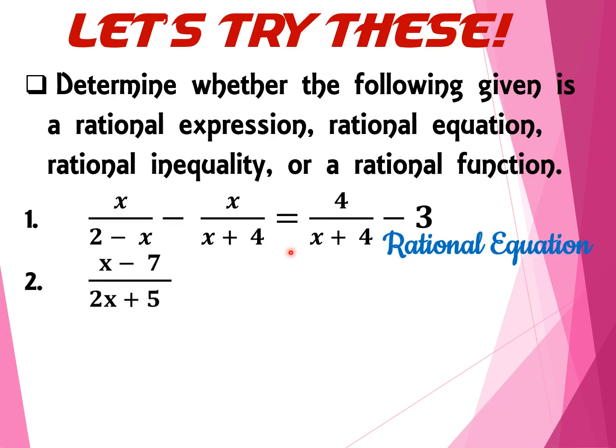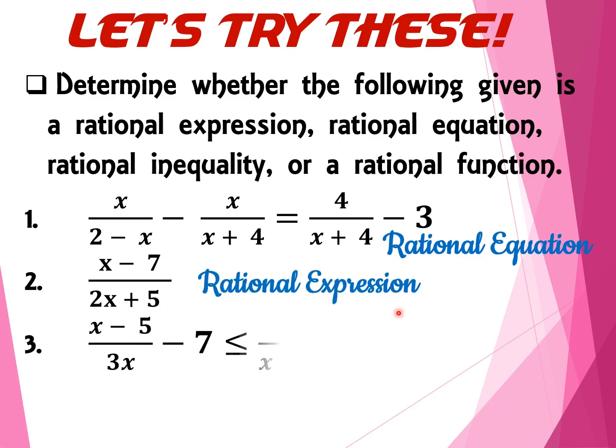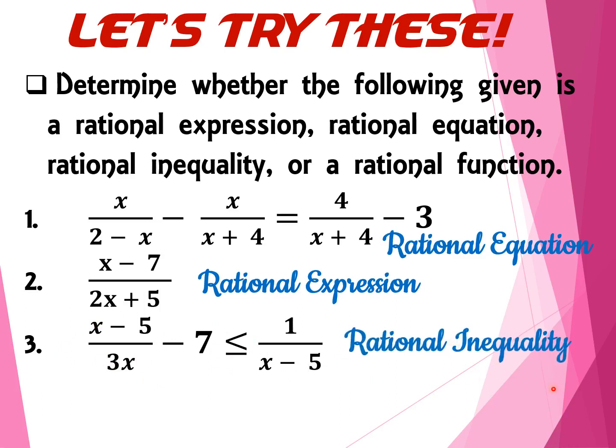For number 2, we only have x minus 7 over 2x plus 5. So this is simply a rational expression. And then number 3, we have a rational expression on the left and on the right side. But we have here the inequality symbol. So this is a rational inequality.